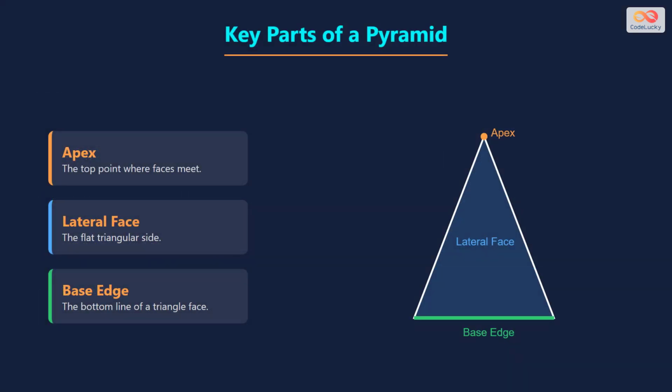There are three key terms you must know. The apex is the very top point. The lateral face is the flat triangular side, and the base edge is the bottom line where the triangle meets the floor. Understanding these parts is crucial for our next definition.